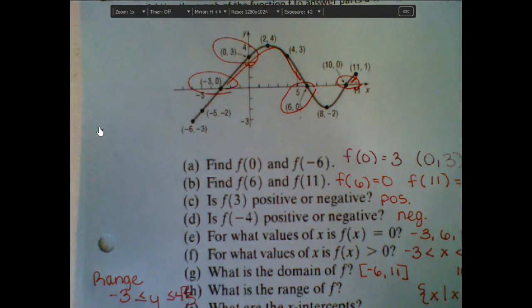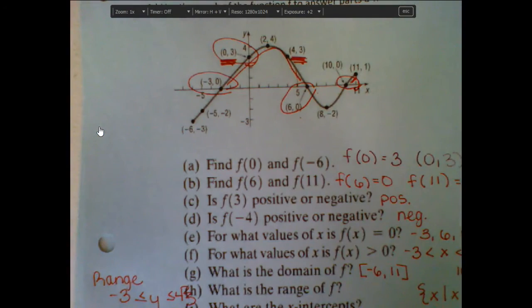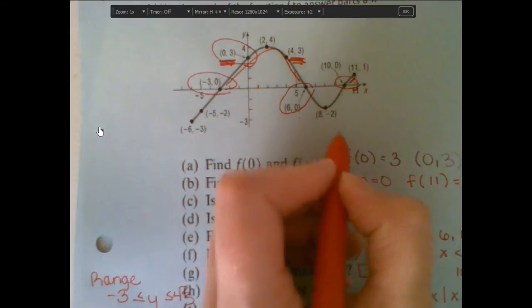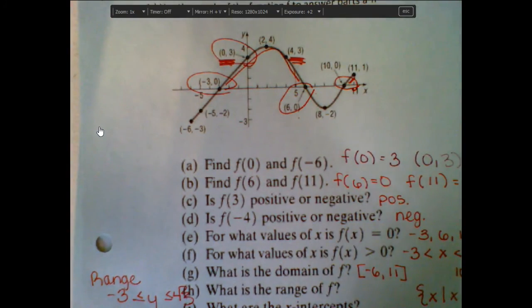For what values of x does f of x equal 3? So I'm looking for where do I have y values at 3? That would be both here and here. So what x values? That would be at 0 and 4. For what value of x does f of x equal negative 2? So I'm looking for where my y values are negative 2. That would be both here and here. So negative 5 and 8.